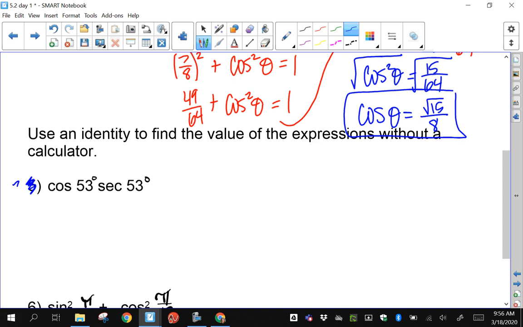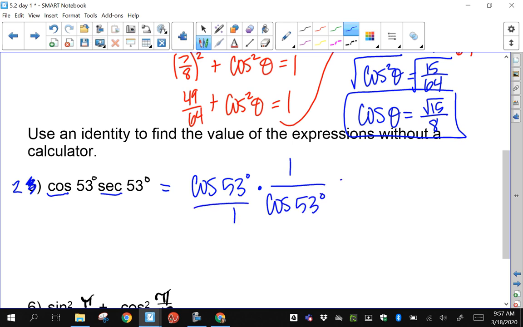This is example 2 for this particular video. Use an identity to find the value of the expression without using a calculator. Cosine of 53 degrees and secant of 53 degrees. First of all, when I see these two, those are reciprocal functions. So if I were to rewrite this, cosine of 53 degrees being multiplied by secant, remember that secant is the same as 1 over cosine of 53 degrees. And if you think about multiplying those together, that will simplify to be 1.